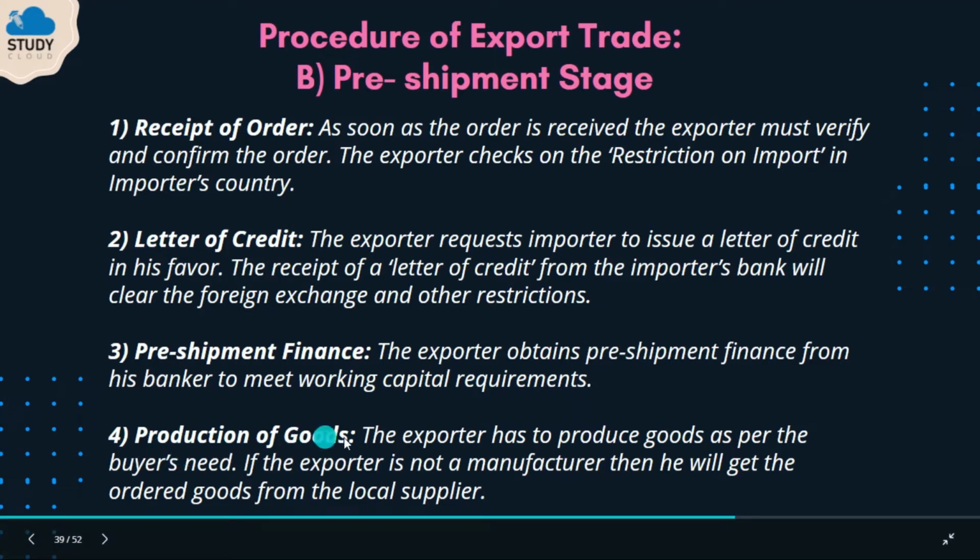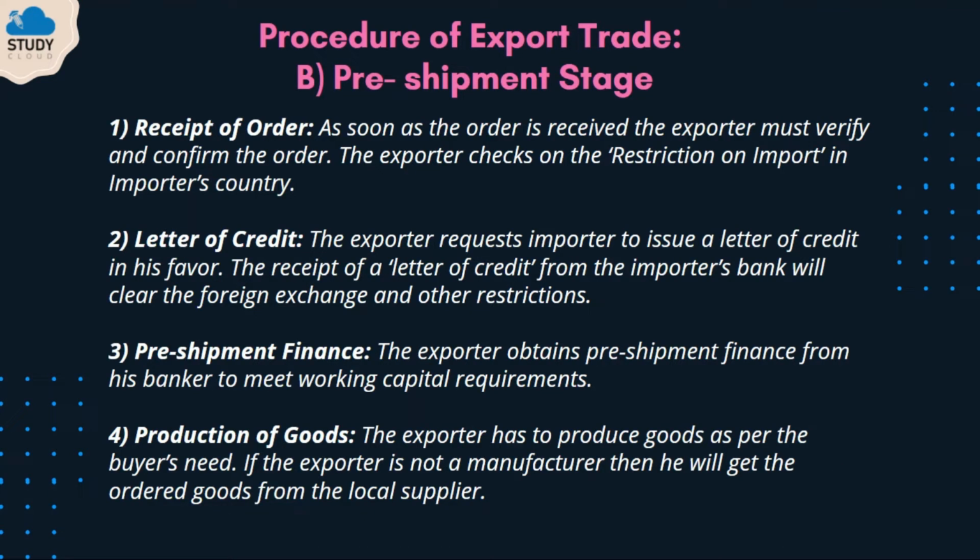Fourth is production of goods. The exporter has to produce goods as per the buyer's need. If the exporter is not a manufacturer, then he will get the ordered goods from a local supplier. So after going through all this process, comes the production of goods. The exporter needs to produce goods which are required by the importer, meaning the buyer. And if they do not manufacture goods, then the exporter will get the goods from the local supplier, and then sell them further to the importer's country.